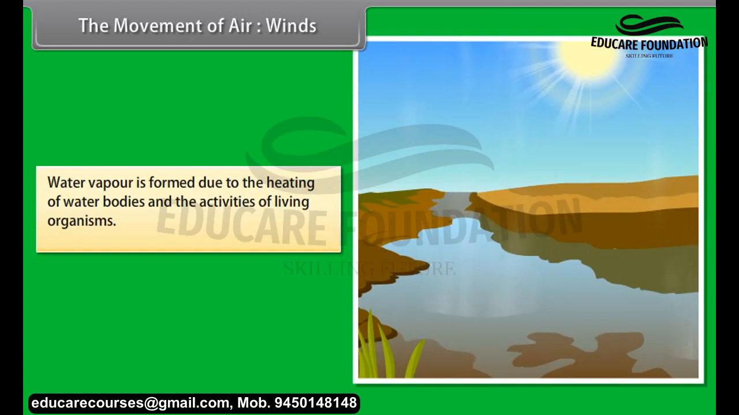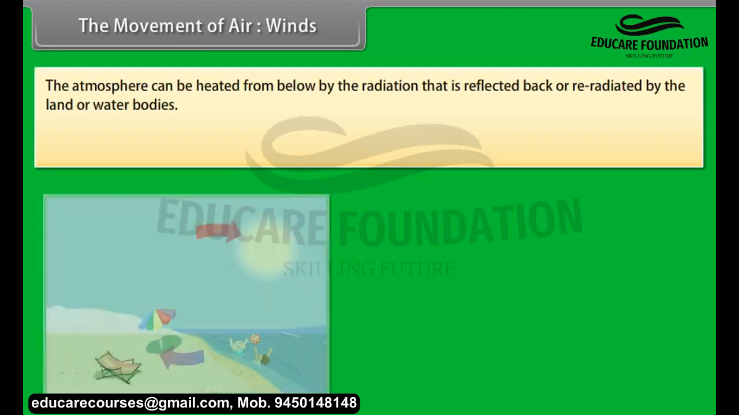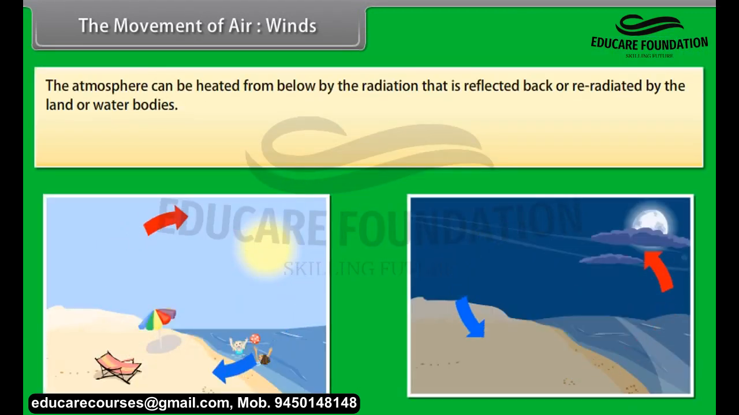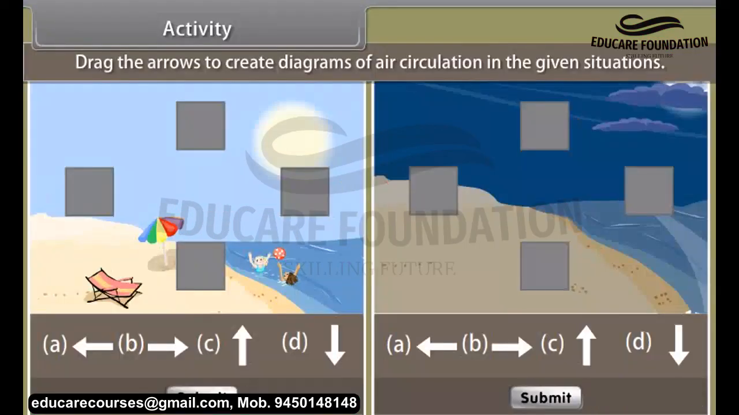Water vapor is formed due to the heating of water bodies and the activities of living organisms. The atmosphere can be heated from below by the radiation that is reflected back or re-radiated by the land or water bodies. On being heated, convection currents are set up in the air. Activity. Take a look at what have you learned.